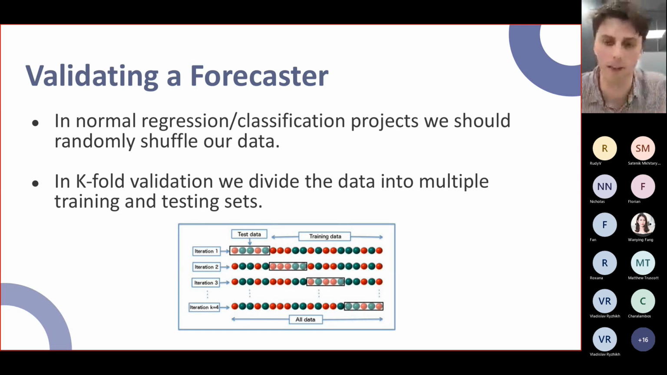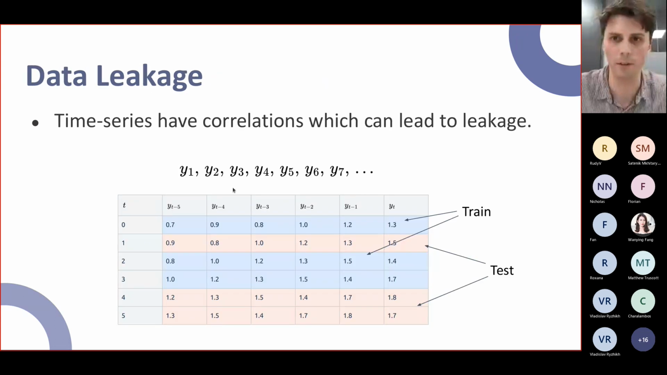You have no idea when exactly they were collected, and you don't care if one was collected before or after another. They're all independent. But of course, that is not the case in a time series. Time series have correlations in time, and that's the entire point of these autoregressive models that we looked at before.